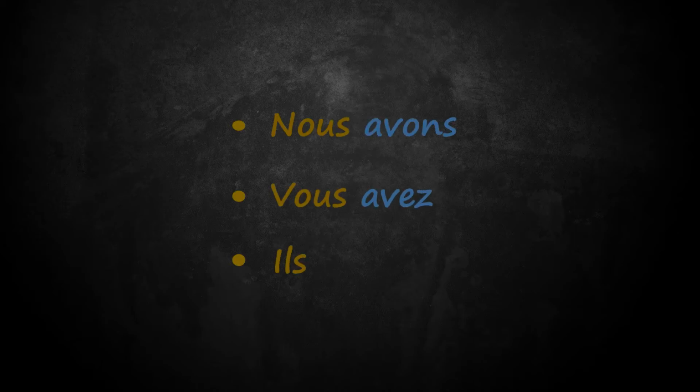Okay, let's summarize. Nous avons, vous avez, ils, elles ont. That's it for the verb avoir in the present tense.